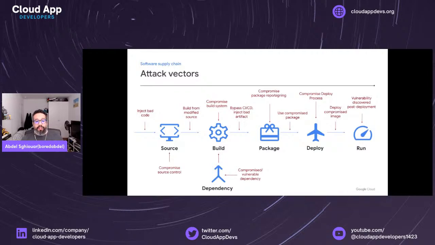So somebody could actually technically modify your code between it going from the source to the build system, right? Then at the build system, again, same thing. Somebody can compromise the build system and change how your CI/CD pipeline works. You could get compromised by pulling vulnerable dependencies, right?